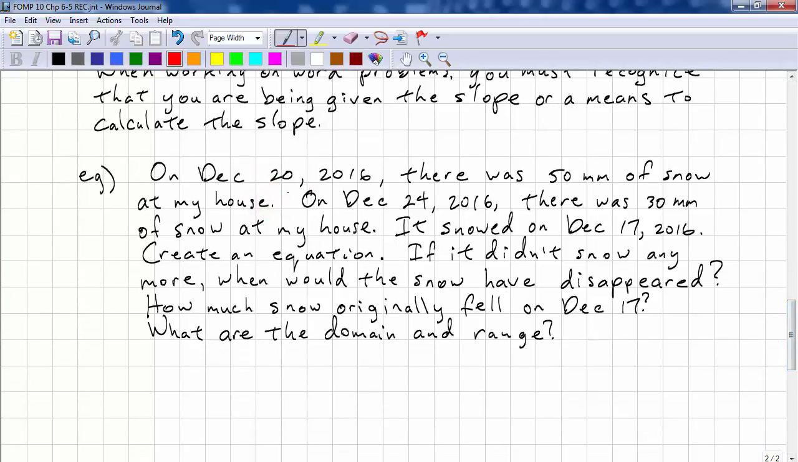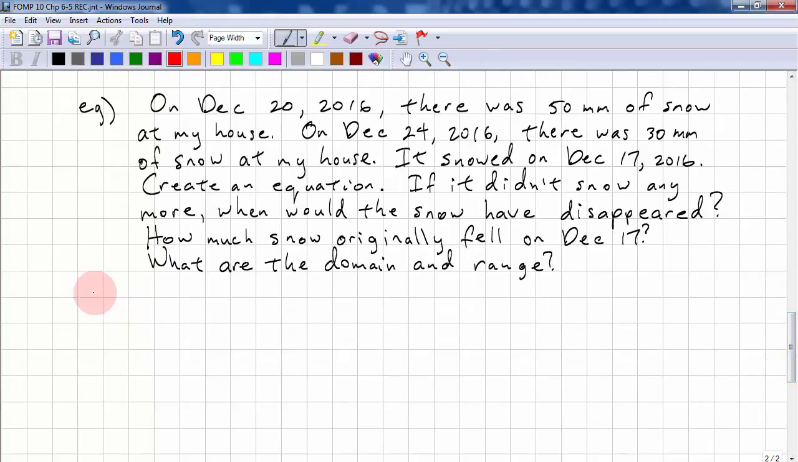On December 20th, 2016, there was 50 millimeters of snow at my house. On December 24th, 2016, there was 30 millimeters of snow at my house. It snowed on December 17th, 2016. Create an equation, and if it didn't snow anymore, when would the snow have disappeared? And you can consider this to be a linear problem. And another question is, how much snow originally fell on December 17th? Finally, what are the domain and range?